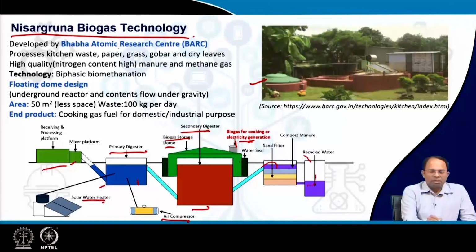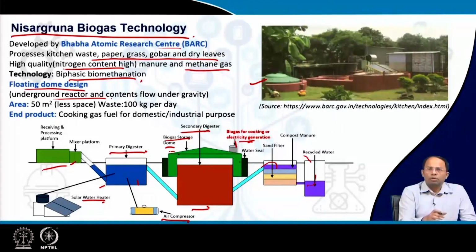So this is developed by Bhabha Atomic Research Centre. Kitchen waste, paper, glass, gobar and dry leaves are taken up by this particular reactor. This has very high nitrogen content, so the manure that is generated is very high quality, and the methane gas is also clean. It uses biphasic biomethanation and a floating dome designed for the gas collector, and the reactor is underground and all flows from one chamber to another happen via gravity. There are no pumps involved.